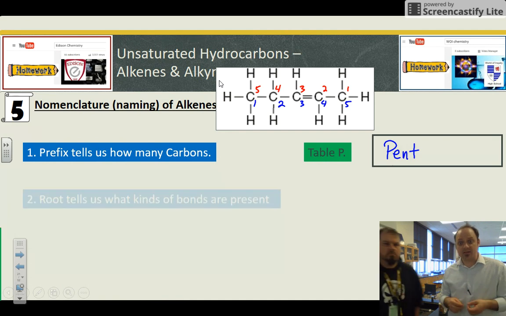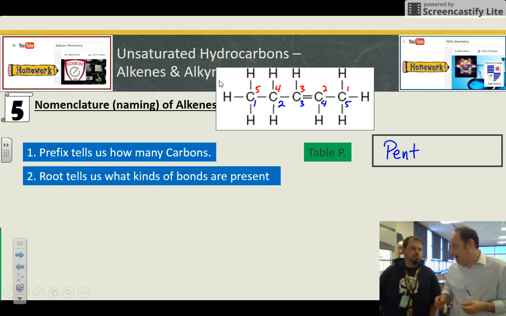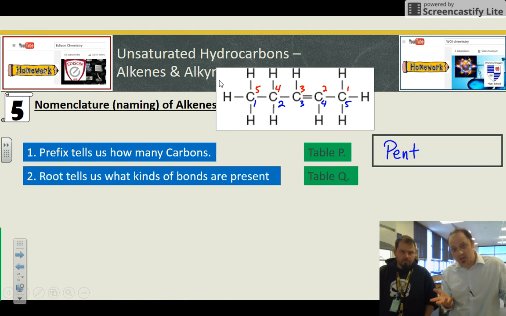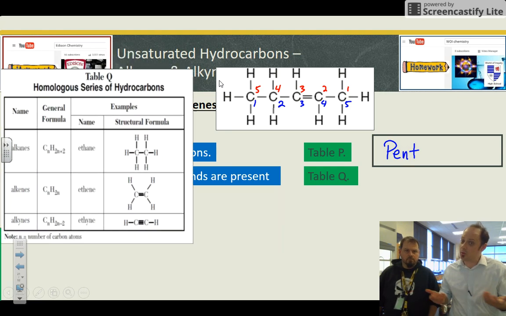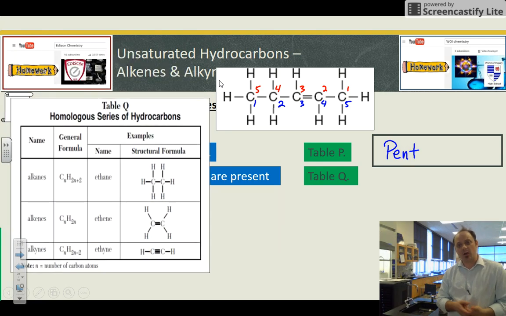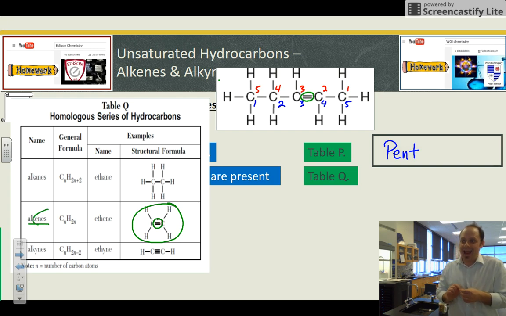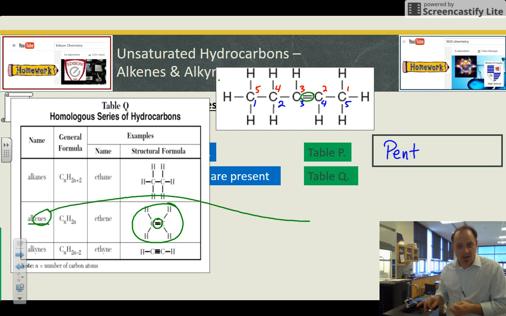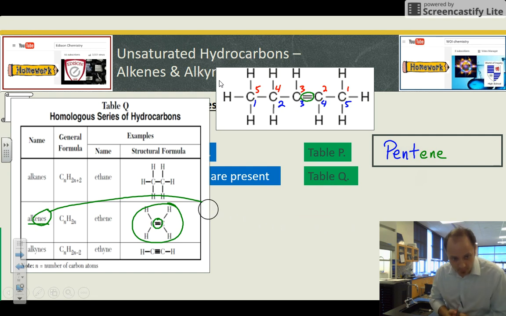Now we have to decide, is it ane, ene, or ine? Now the root tells us what kinds of bonds are present. So table Q shows up, and we see that there's a carbon-carbon double bond in there, which makes it an alkene type hydrocarbon, which means that the end of our name, the suffix, has to be ene, E-N-E. But wait, there's one little piece more.